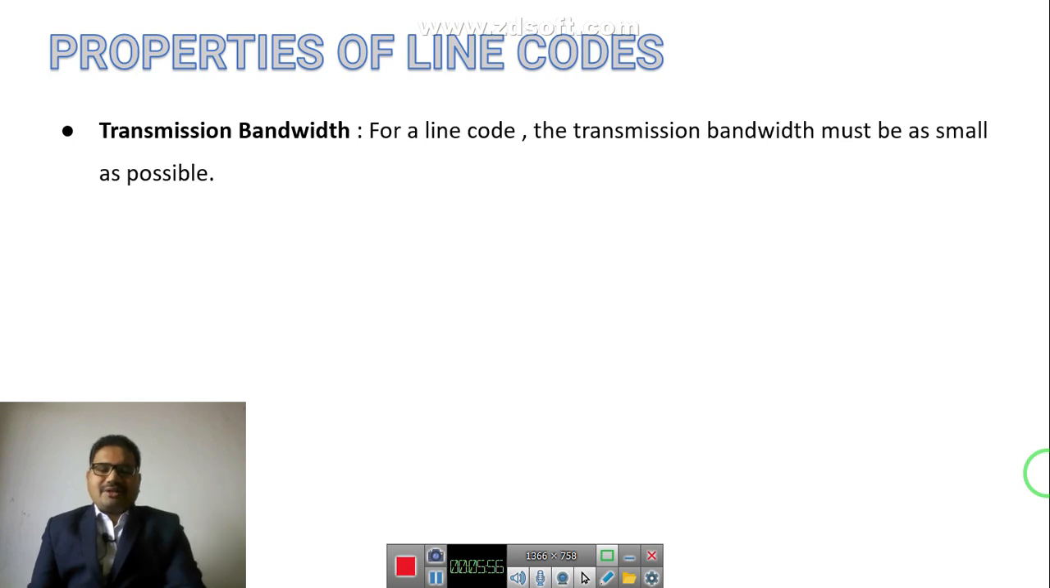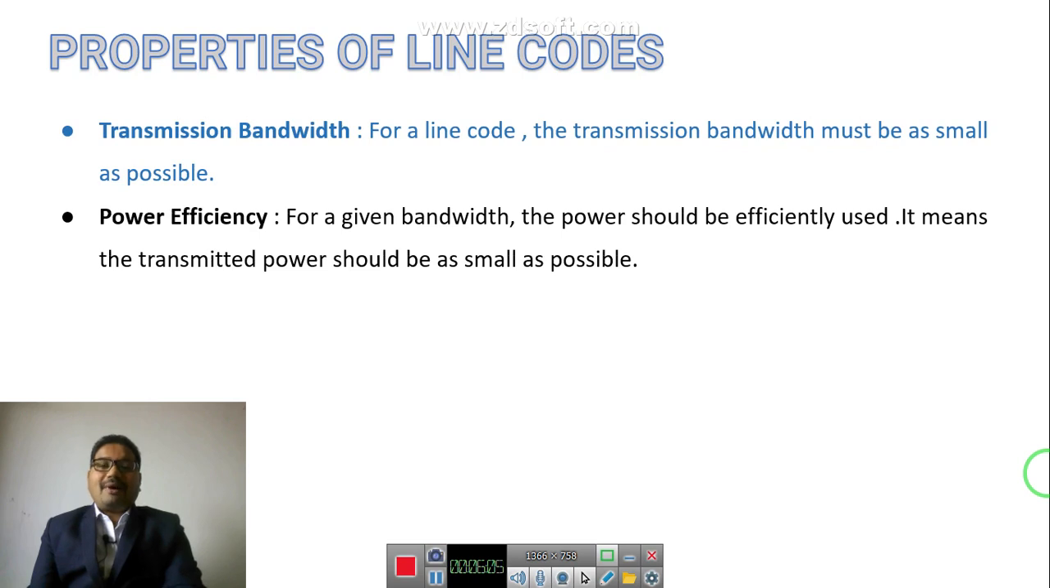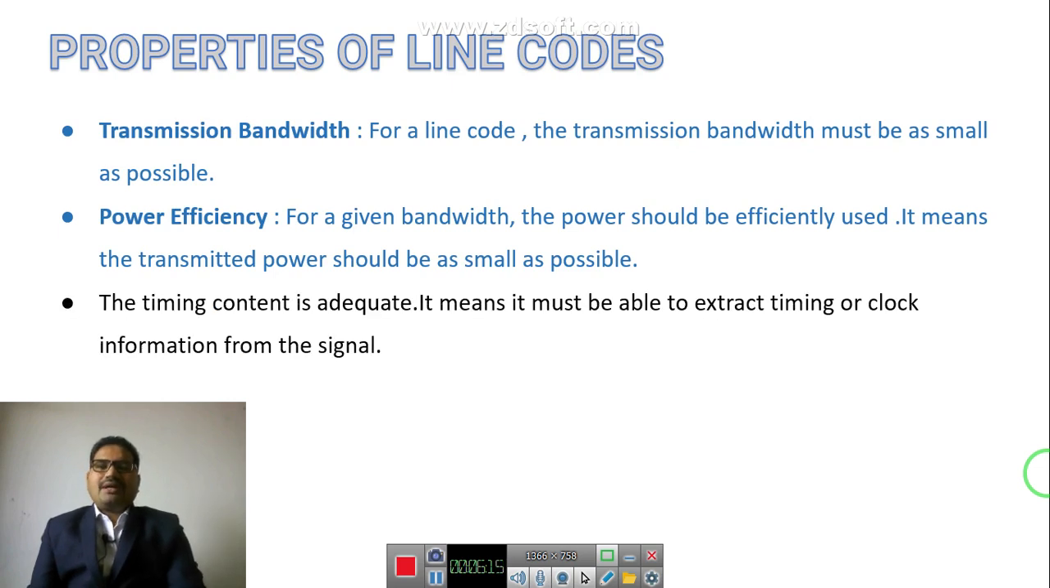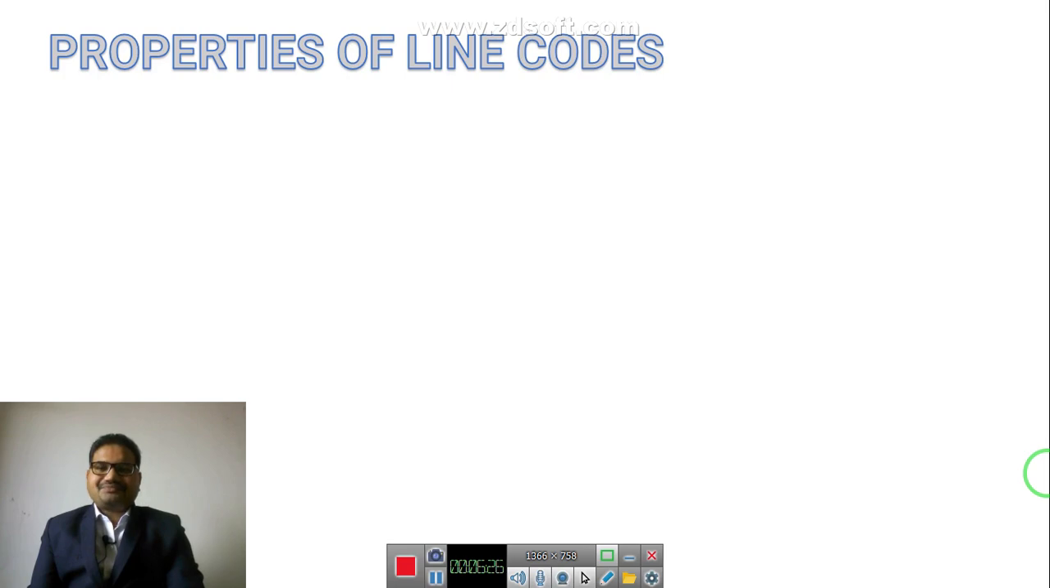The transmission bandwidth for a line code must be as small as possible. About power efficiency, for a given bandwidth, the power should be efficiently used. It means the transmitted power should be as small as possible. The timing content should be adequate. It means it must be able to extract timing or clock information from the signal.